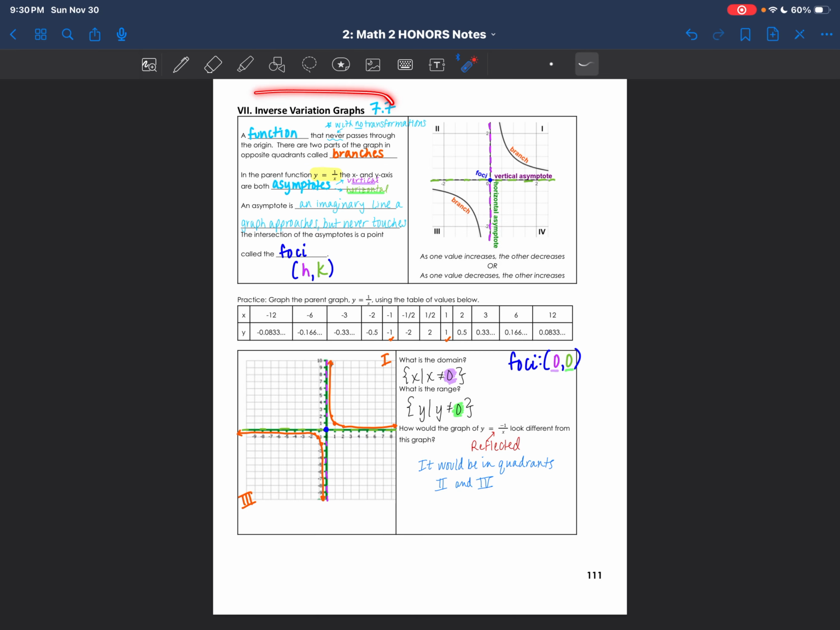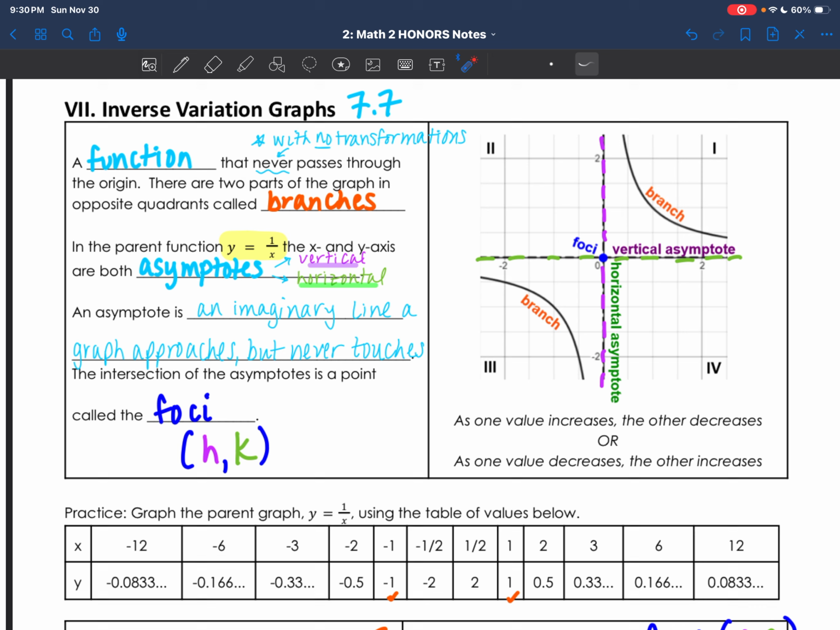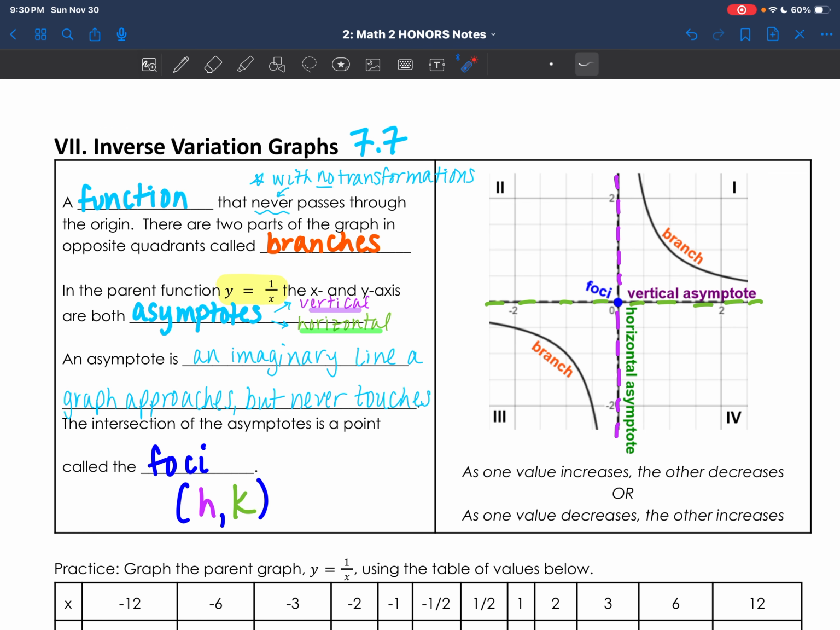Right, today we're going to talk about our inverse variation graphs. So these look a little intimidating at first, but once you see how they're related to what we've done before, it's not that bad. So let's go through and talk about all the parts of it.